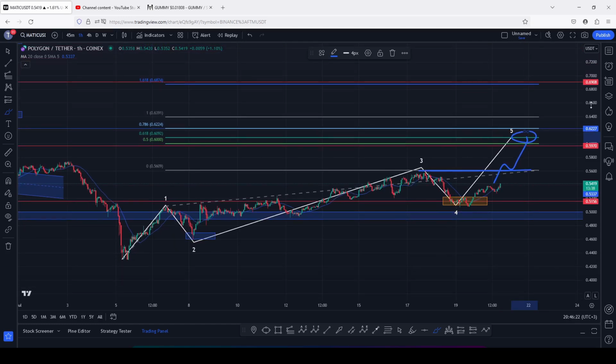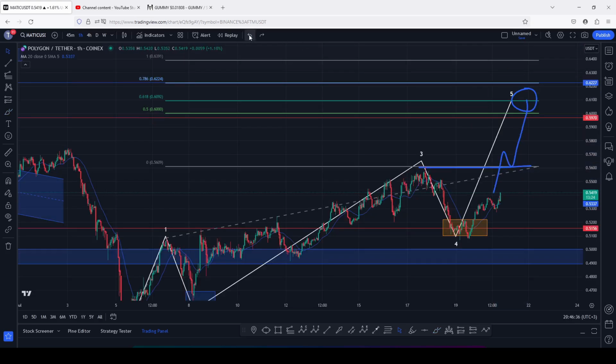another bounce to the fib level 1.618, which perfectly lies above the 0.6874. So that is the price action that I'm expecting here on the Matic chart for the next coming hours, and those are my breakout target areas.